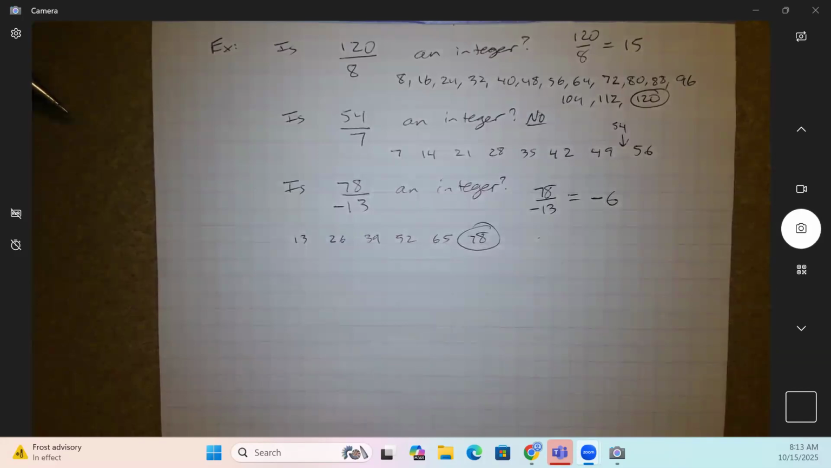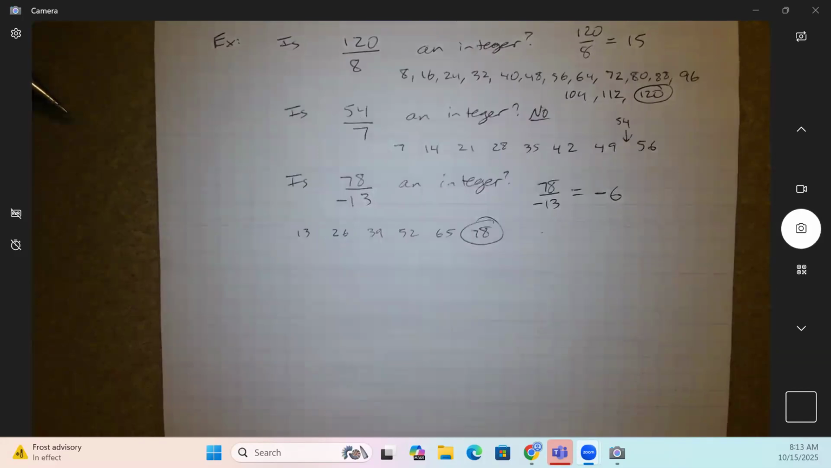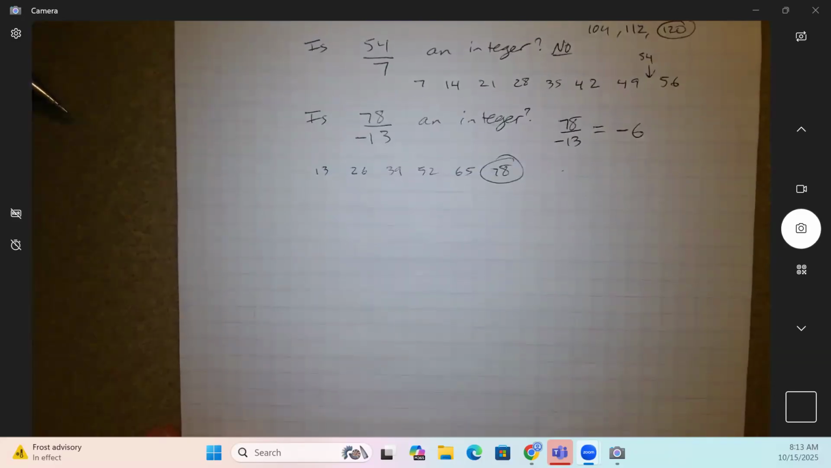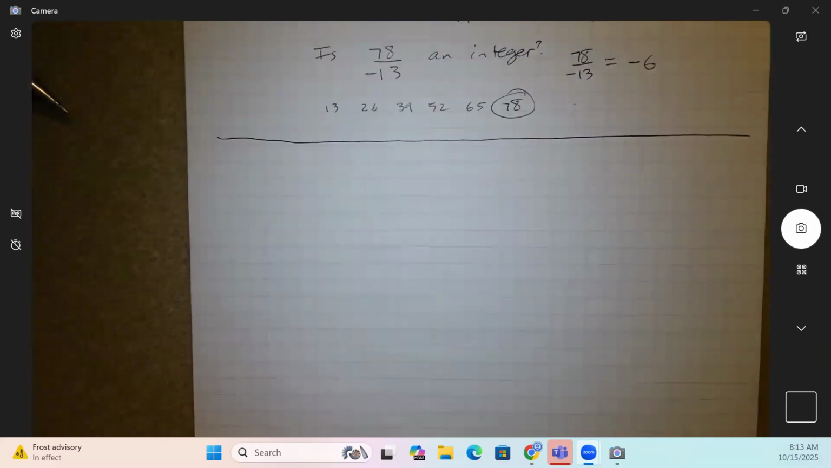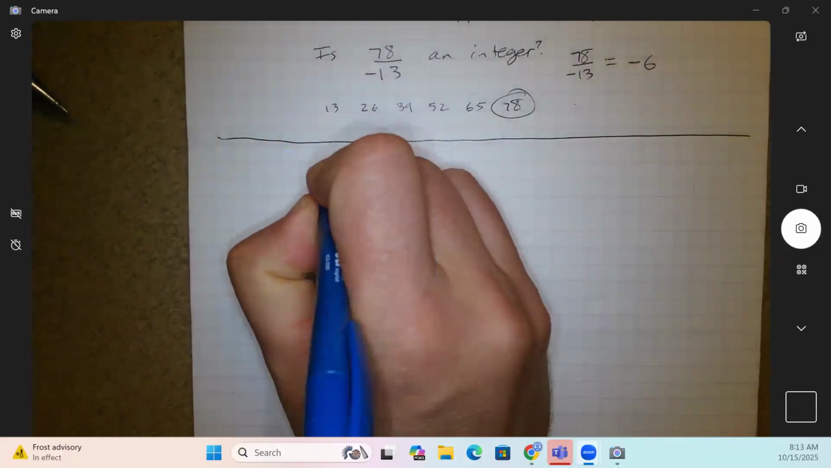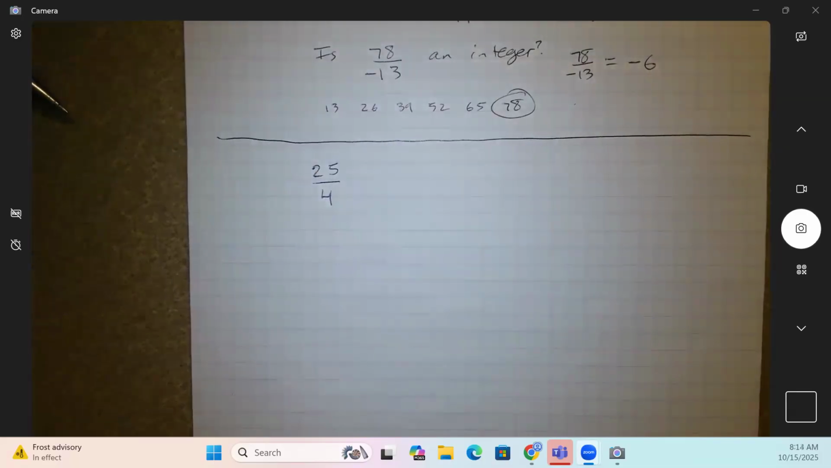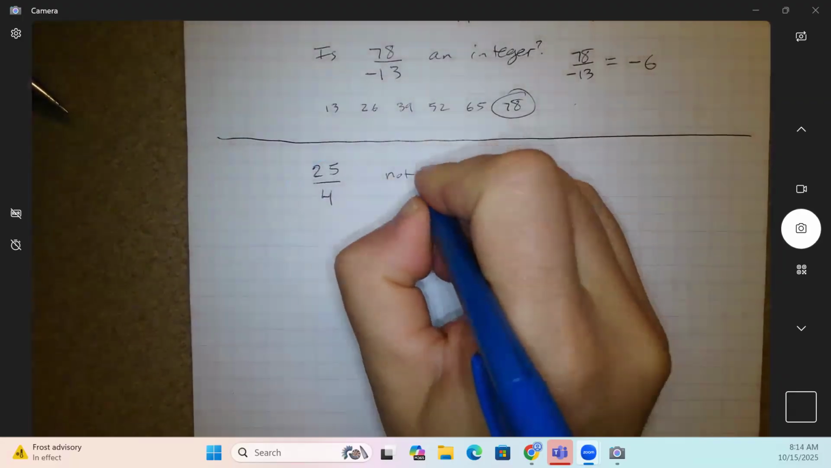Okay. So let's look at 25 over 4. Is that a number? Yes. Is it an integer? How do we know it's not an integer? Because 25 is not divisible by 4, right? 4, 8, 12, 16, 20, 24, 28. I skipped it. Okay, so this is a number. This is not an integer.